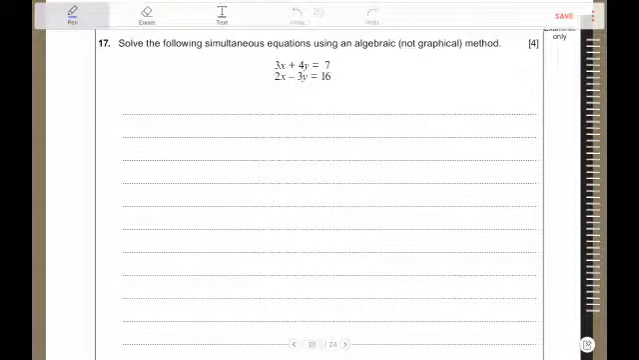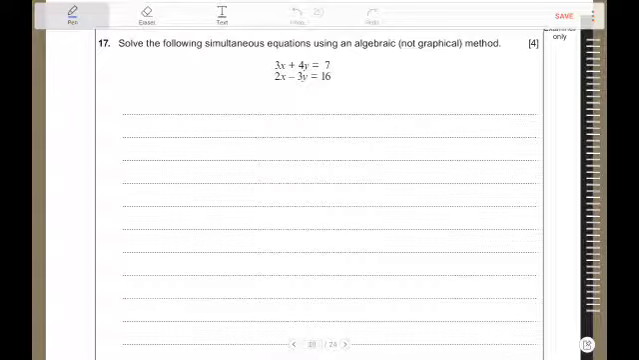Okay, hi, this is a question from GCSE Mathematics, Intermediate paper, and you would see it on the higher paper as well. It's obviously a pair of simultaneous equations, and they're asking us to solve them using an algebraic, not graphical, method. So I'm just going to go through the motions on how to do that.